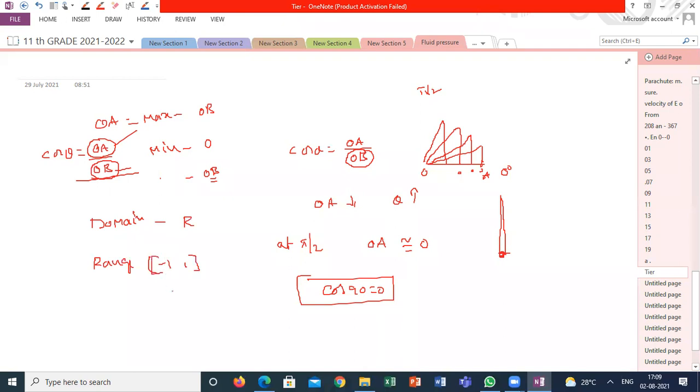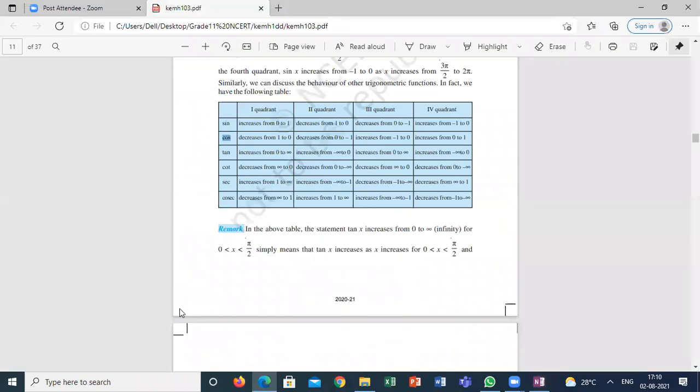But here increasing and decreasing is a little different. From 0 to pi by 2 it is decreasing, and from pi by 2 to pi it is decreasing further. So it is decreasing from 1 to 0, 0 to -1, and from pi to 3 pi by 2, increasing from -1 to 0, and from 3 pi by 2 to 2 pi, increasing from 0 to 1. Is it clear, guys, how the cos function behaves? Students, is it clear what I am saying? Yes, sir. Yeah.